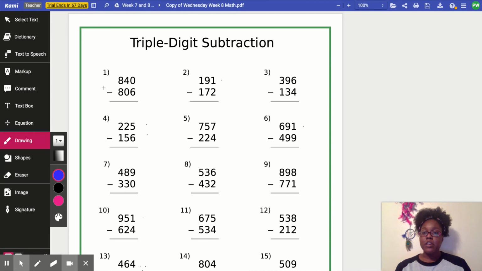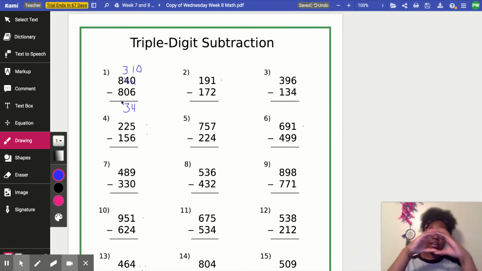So here we go. Number 1, we have 0 and we're trying to take away 6. We have more on the floor, so we've got to go next door, get 10 more. So in my tens place, this number is going to change from a 4 to a 3, and my 0 is going to change to a 10. 10 take away 6 is 4, and 3 take away 0 is 3. Then in my hundreds place, I have 8 take away 8, numbers the same, zero's the game. So I don't have to put anything here.